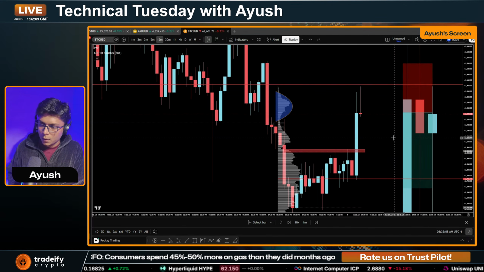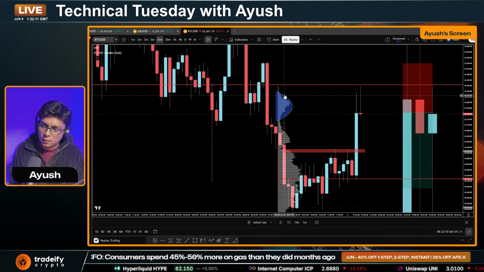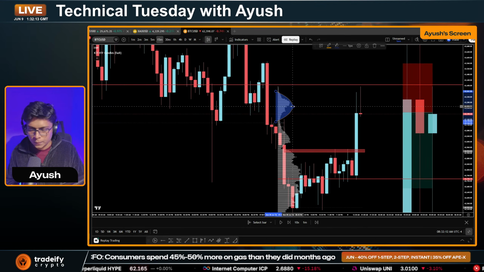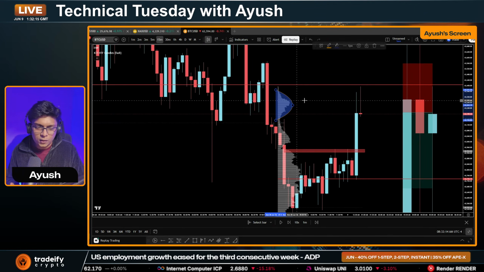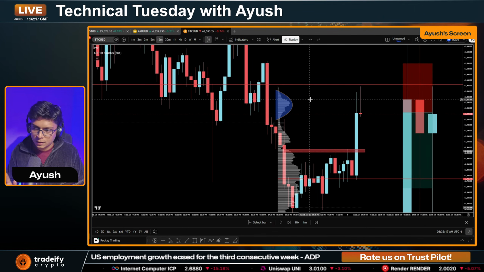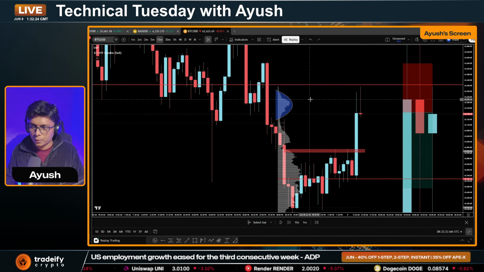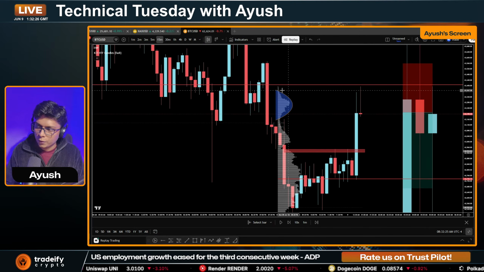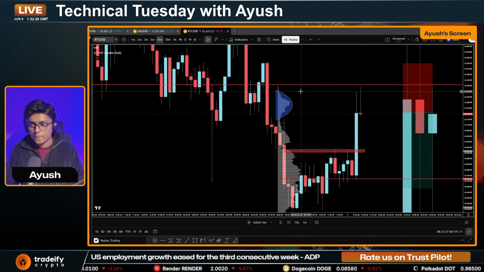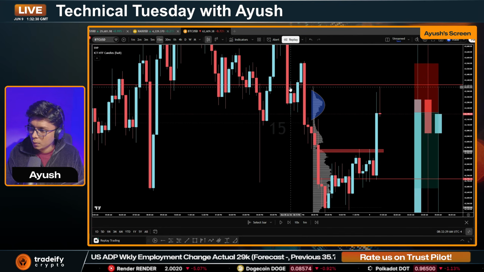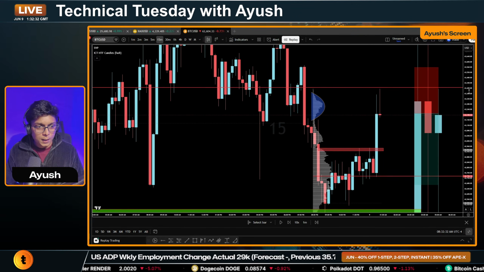And yeah, can you guys see this high volume node? Yes or no? Write one if you guys can see this high volume node, which is obviously very small, but it is a high volume node formed at the point of control of the previous day's point of control.